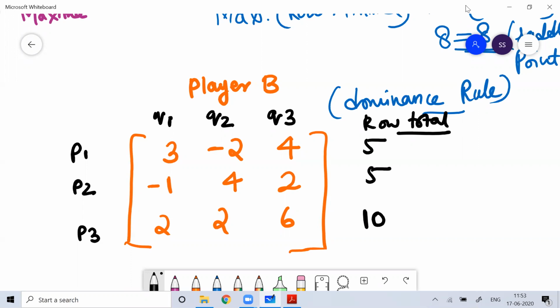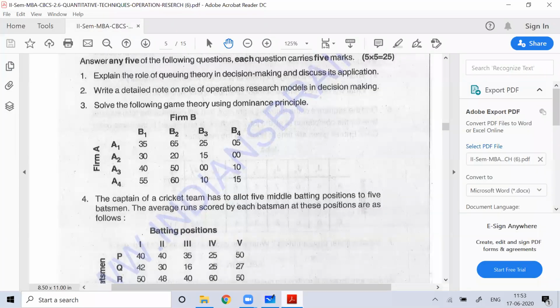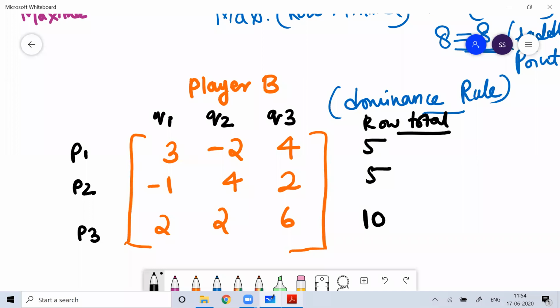Understand that the matrix you are seeing here is a 4 into 4 matrix. In this problem, question number three, the matrix is 4 into 4, and in this problem the matrix is 3 into 3. So here you cannot use a graphical method, neither can you solve it by using P1, P2. So what we actually do is apply a rule, with which we try to delete those rows or columns which are either dominating over the other or dominated by the other.